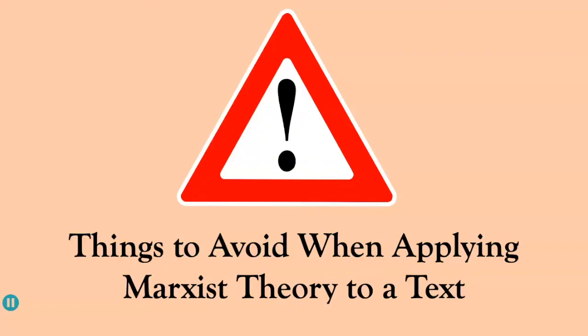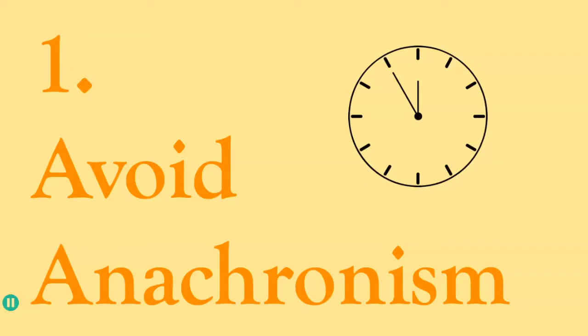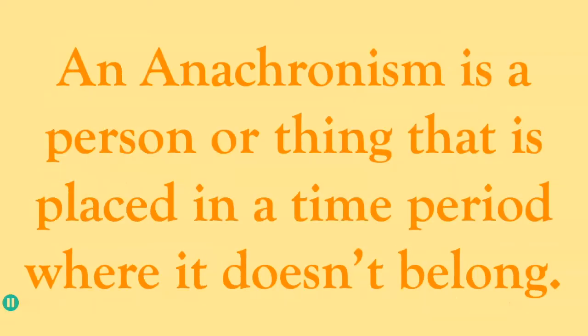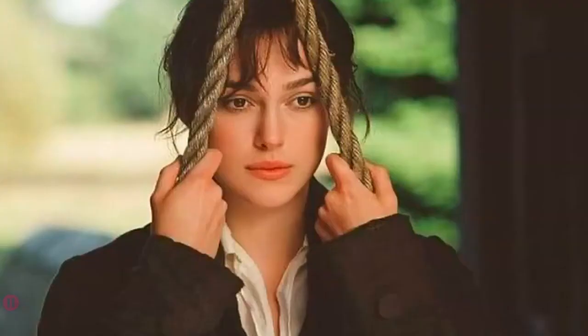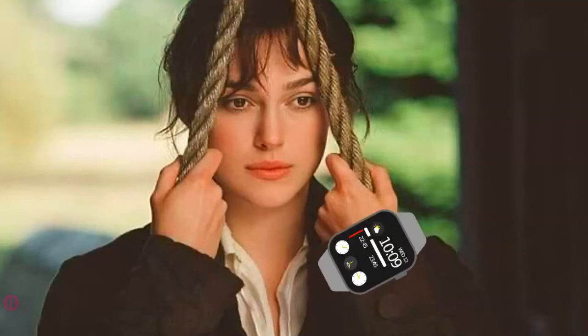However, there are some mistakes that students commonly make when they try to engage with Marxist criticism, so be aware of these two pitfalls. 1. Avoid anachronism. An anachronism is a person or thing that's placed in a time period where it doesn't belong. For example, if a film adaptation of Jane Austen's Pride and Prejudice showed Elizabeth Bennet wearing an Apple Watch, this would be an anachronism, as Apple Watches didn't exist in the early 1800s.